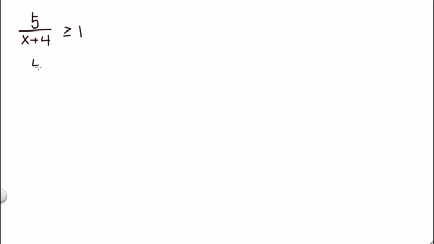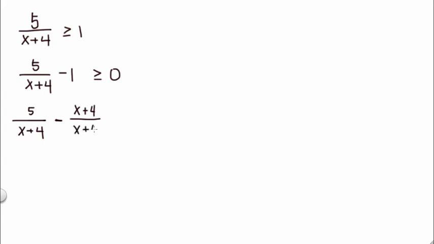So we have 5 over x plus 4, and if I subtract 1 from both sides, I get greater than or equal to 0. But now I have to combine these, and in order for me to do that, I need a common denominator. So it's 5 over x plus 4 minus 1, which can be written as x plus 4 over x plus 4. If you multiply top and bottom by x plus 4, this is what you get.